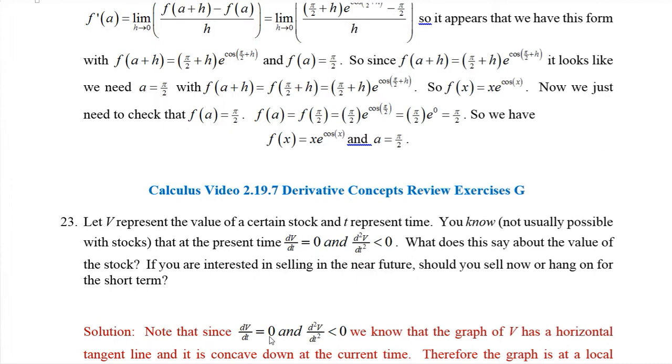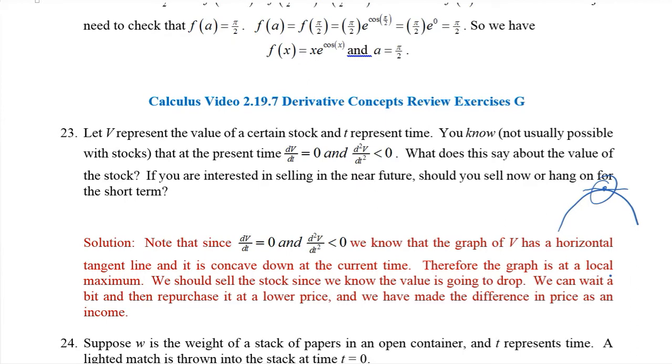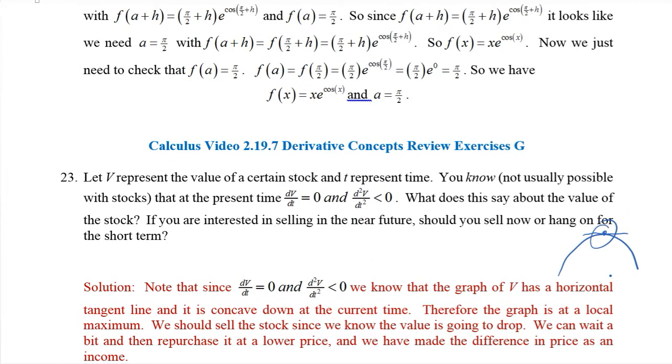Now, since the first derivative of the value is 0, that means the value function has a horizontal tangent line. And since the second derivative is not 0, that's an extremum. Specifically, the second derivative is negative, so it's concave. The original graph of V is concave down. So what we have here is a concave down graph, something like this, but it has a horizontal tangent line. So where are we? We're right here at a maximum. So the graph is at a local maximum, and so, well, that's a perfect time to sell.